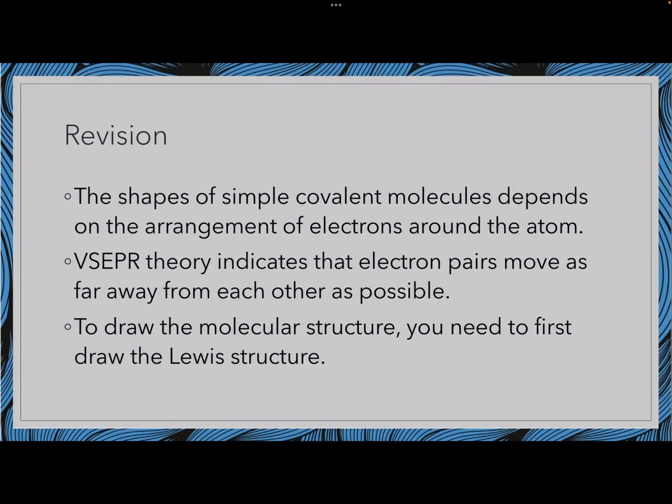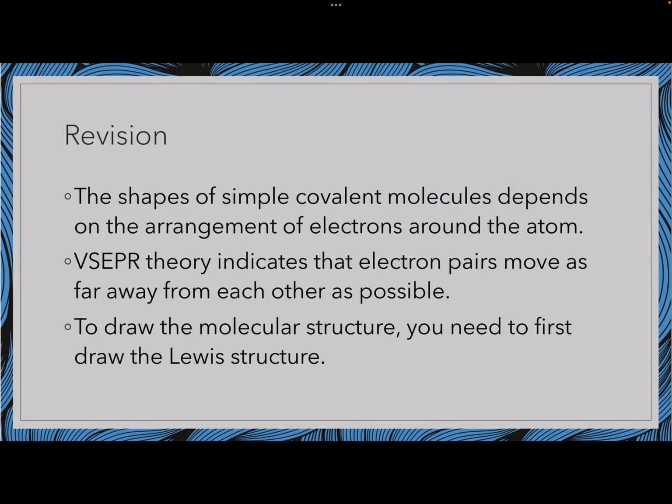So the shapes of simple covalent molecules depend on the arrangement of electrons around the atom. VSEPR theory, so valence shell electron pair repulsion theory, indicates that electron pairs move as far away from each other as possible. To draw the molecular structure, you need to first draw the Lewis structure.